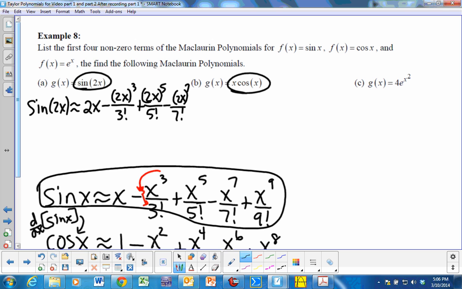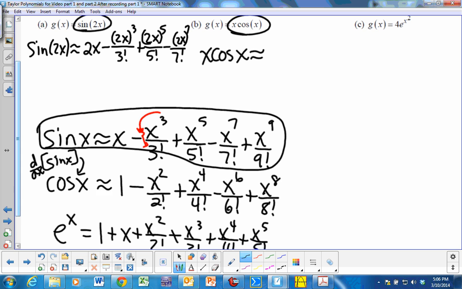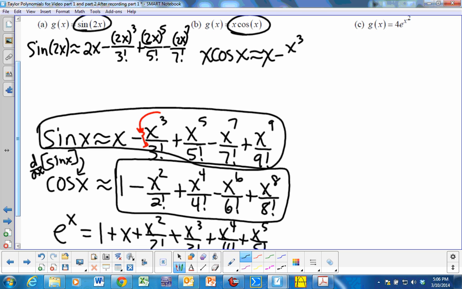So let's look at the next one. We have x times cosine x. Well, you have cosine x written here below. All I'm doing is putting an x in front of it. So that's all you're going to do. You're going to take this formula right down here, and all you're going to do is multiply everybody by x. So 1 times x is x, minus, instead of x squared, it'll be x cubed. Instead of x to the 4th, it's x to the 5th. And instead of x to the 6th, it'll be x to the 7th. And that's how easy it is. That's all you're doing. So we can do all kinds of changes to make that work.